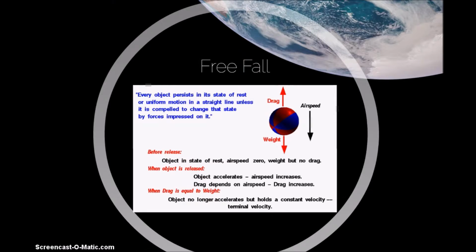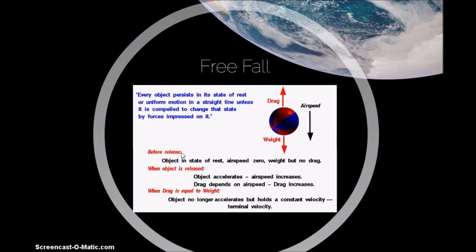We decided that Newton's first law, which as you can see here, could be applied to objects in freefall. What you see here is exactly what Sir Isaac Newton said, and what it basically says is that if a body is at rest, it remains at rest, or if it is in motion, it moves with uniform velocity, for example constant speed in a straight line, until it is acted upon by a resultant force.